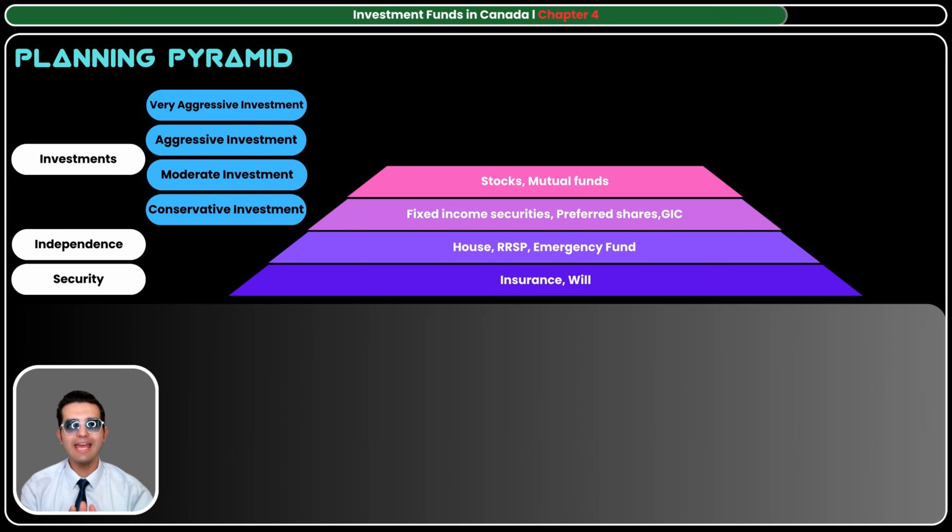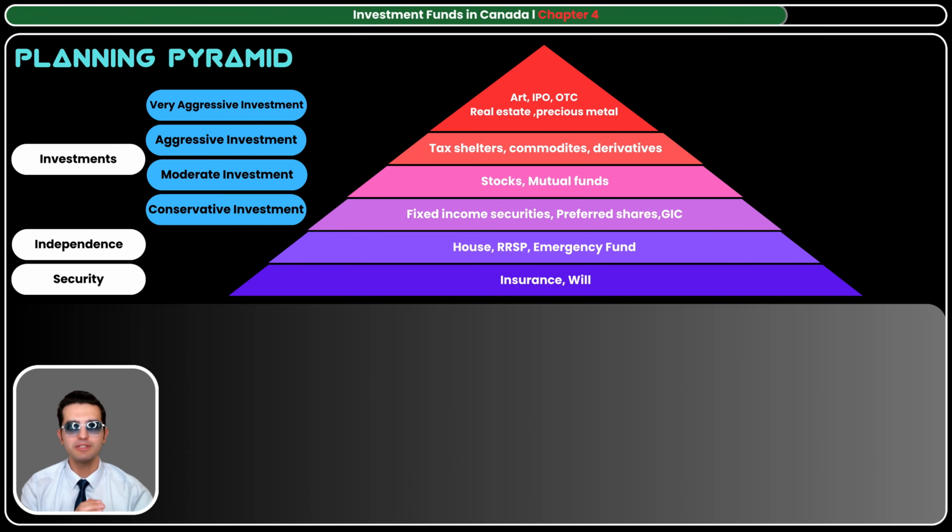Then we get to aggressive investments, which include tax shelters, commodities, and derivatives. And finally, we get into very aggressive investments. Okay? Like what? Like art, IPO, OTC, real estate, precious metals, gold, silver. These are under very aggressive investments.